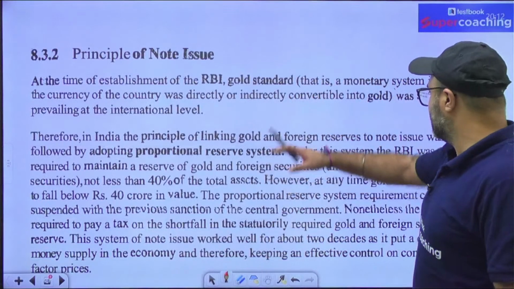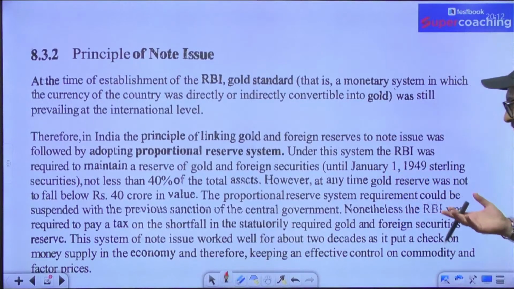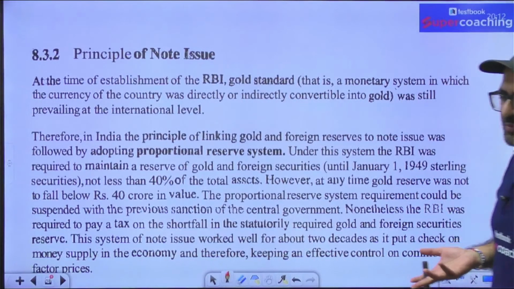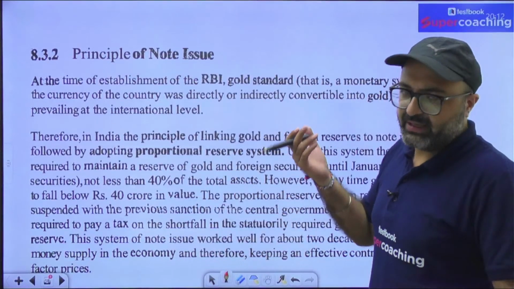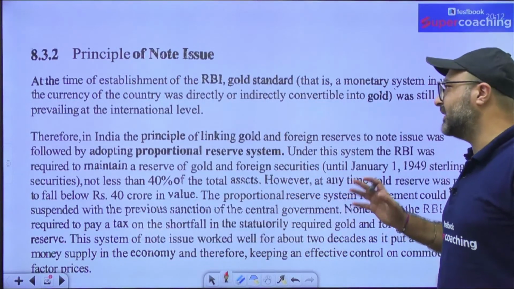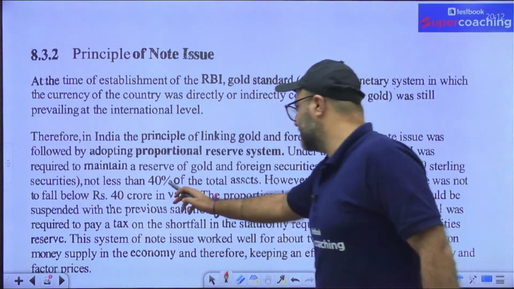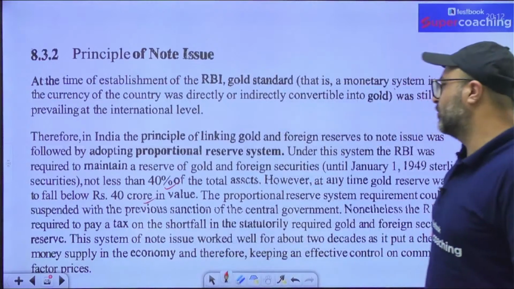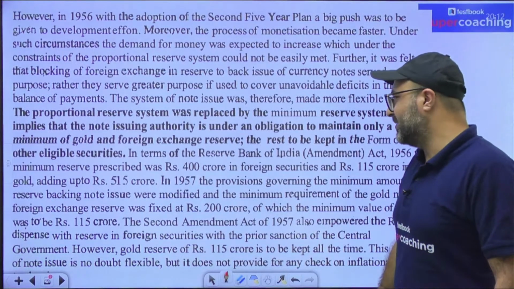So I have taken, guys, a screenshot from a very important book. There's no need to mention the name of the book, because the moment I mention it, you will all think this is the book we require for RBI. That is not the case, but I've taken a screenshot which will help you understand the 40% part, or I said 40 crore in value, that is the minimum. Then it was replaced in 1956 by the minimum reserve system.